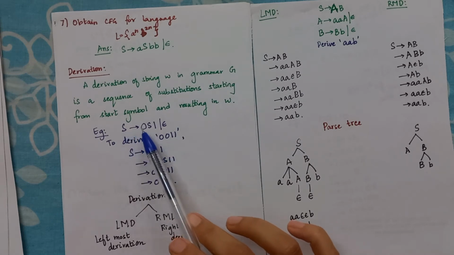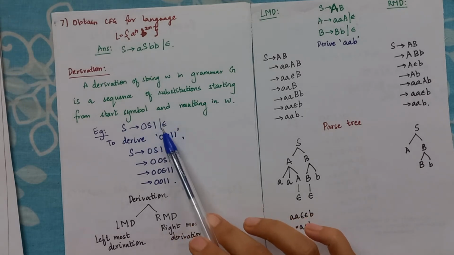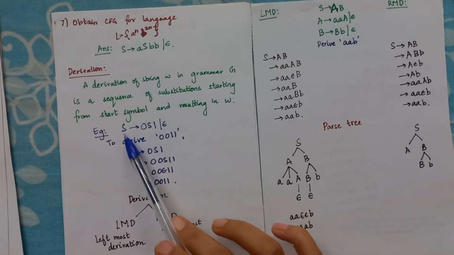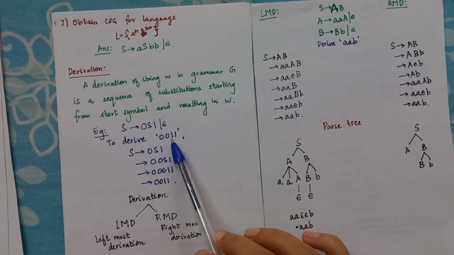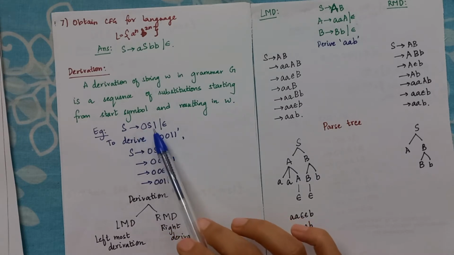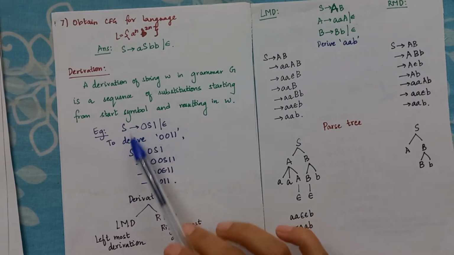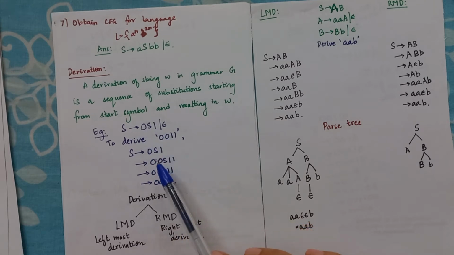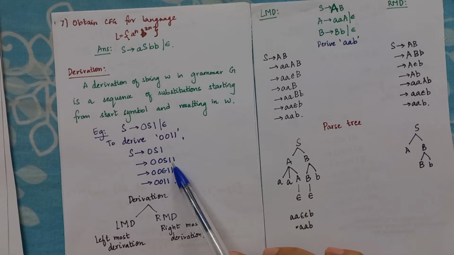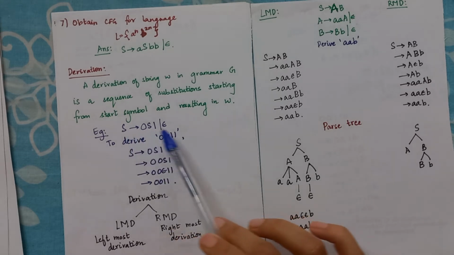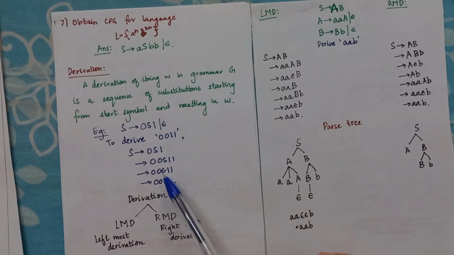So consider if I have S gives 0S1 or epsilon as the grammar. And if I want to derive 0011, then I do a series of substitutions. Initially I will use this 0S1. In the next step, instead of this S, I will use 0S1 again. Now my string 0011 is almost achieved, so instead of this S, I will use epsilon, and then I will get my string.